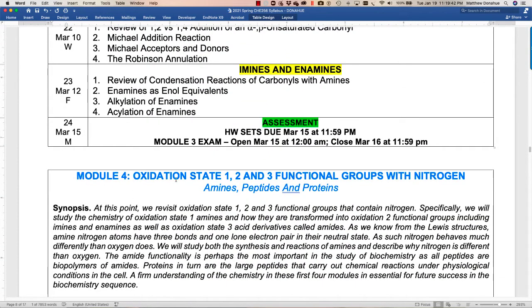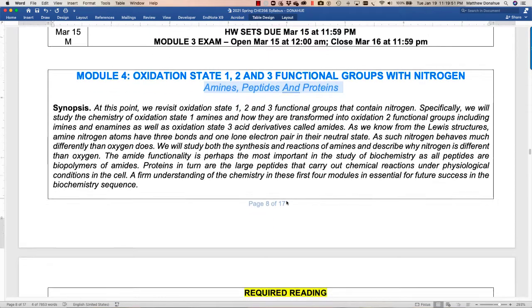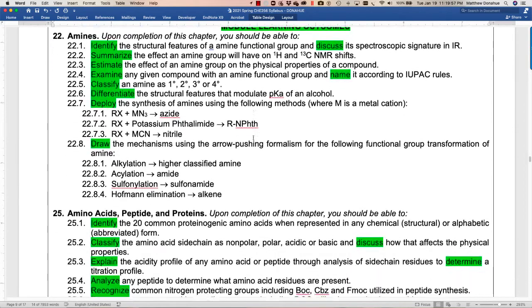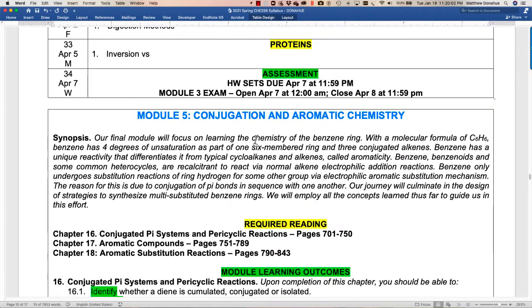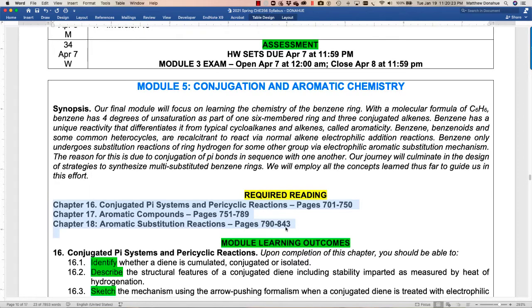Module 4 is oxidation state 1, 2, and 3 functional groups. Again, these are with nitrogen, so these will be the amines, peptides, and proteins. So we're looking at chapters 22 and 25 for this module. Module 5 is conjugation and aromatic chemistry. This consists of chapters 16, 17, and 18. So there are 3 chapters, and we'll finish off the semester on this.